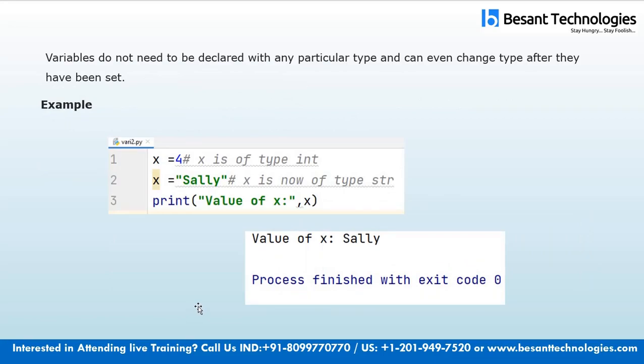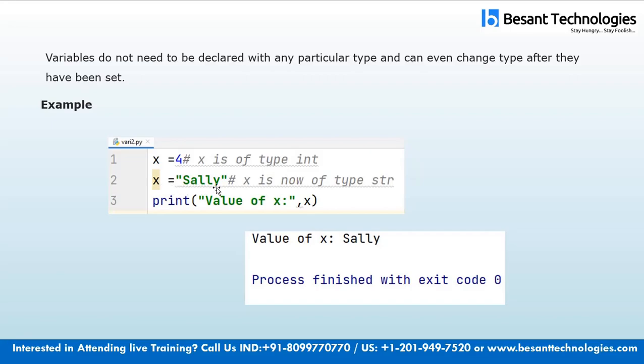Variables do not need to be declared with any particular type and can even change type after they have been set. Actually, here I have initialized the x variable as 4, isn't it? So what is the data type of x? Integer. And in the next line, I want to change this int data type variable into the string data type. Is it possible? Possible in Python.